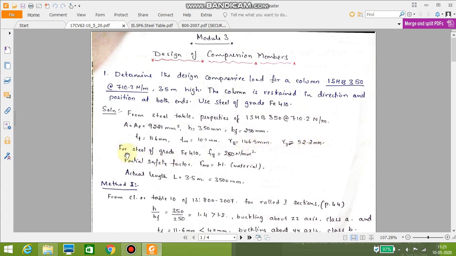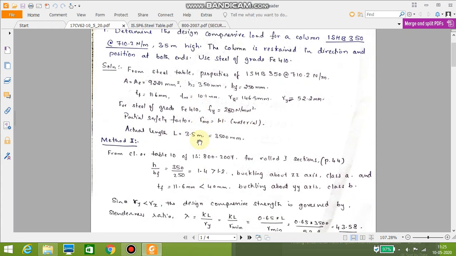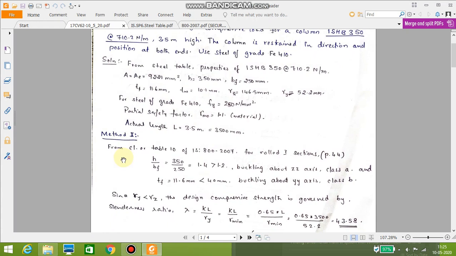So now for steel of grade Fe 410, the yield strength is 250 Newton per millimeter square, and the partial safety factor for material is 1.1. The actual length is 3.5 meter. We will calculate the effective length a little later. So there are two methods available. The first method is by making use of table 8 and table 9, to be specific table 9 according to the buckling class, and another one is using a few formulas without using those tables. Let us see the first method, using the tables.